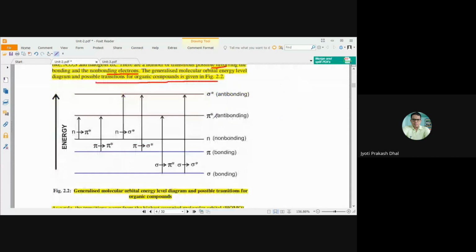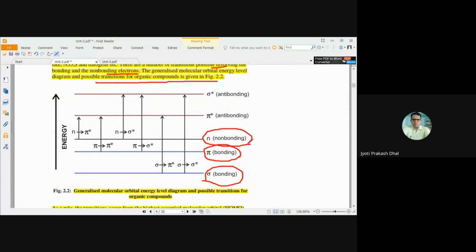So in this figure, you can see what the generalized electronic energy levels are in an organic molecule. The first one is the sigma bonding molecular orbital. We know that the sigma bonding between two atoms is very strong and very stable. So that's why it has the least energy, the lowest energy state. And after that, the pi bonding molecular orbital, which comes at the next higher energy level, and after that n, that is called non-bonding energy levels.